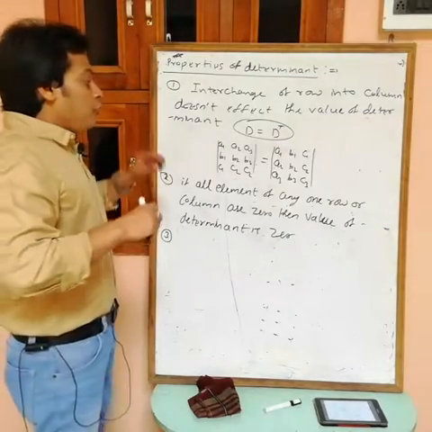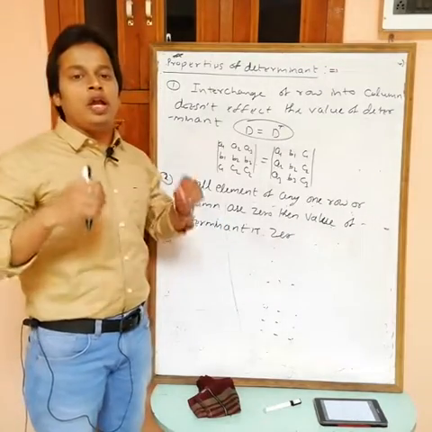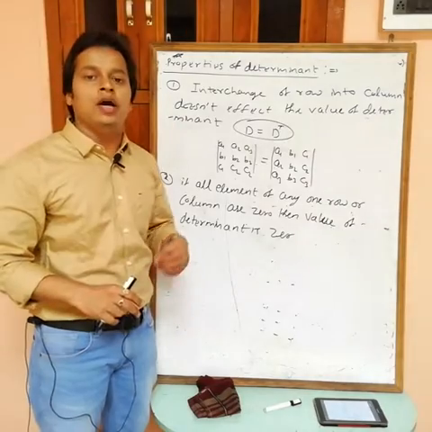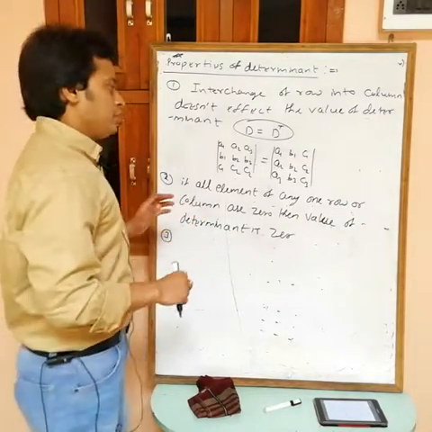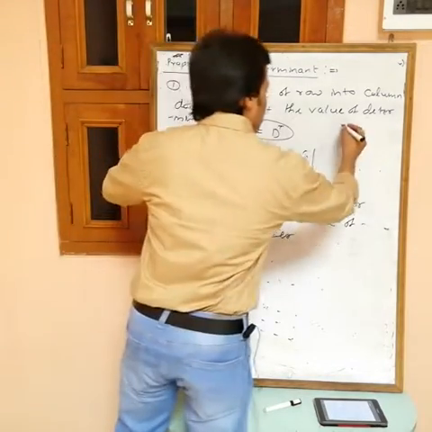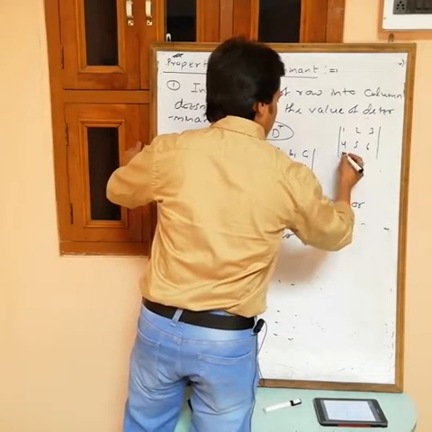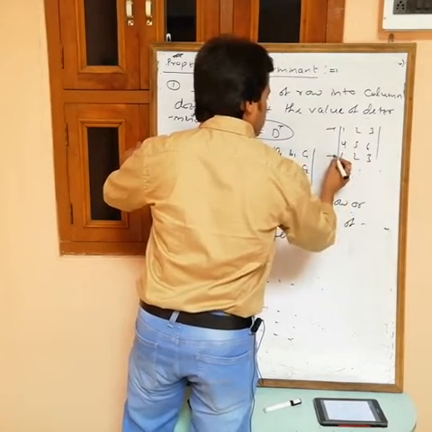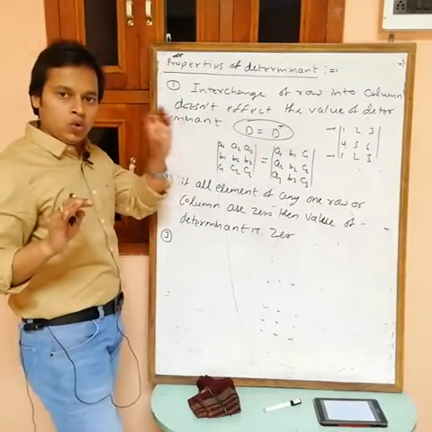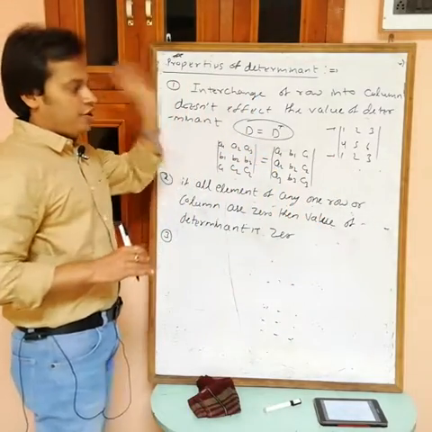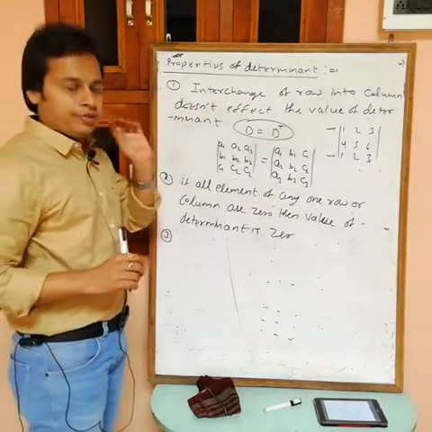Third one, if any two rows or any two columns are identical, then also the value is 0. Suppose 1, 2, 3, 4, 5, 6 and 1, 2, 3. Now R1 is equal to R3. We have two identical rows. Now find the value of this one. You will get 0 obviously.